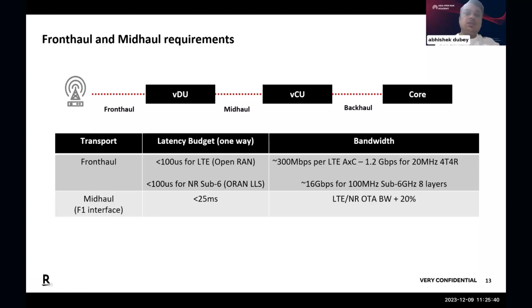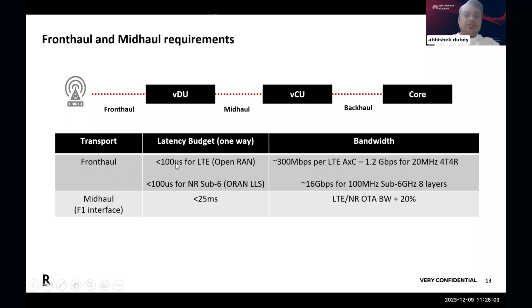If a battery is required, then batteries and rectifiers. No other technical equipment on the site. Everything is centralized. So the DU will be on the server in the data center. It can be in a remote data center or it can be in a local data center. And the interface between DU and ORU is called fronthaul.